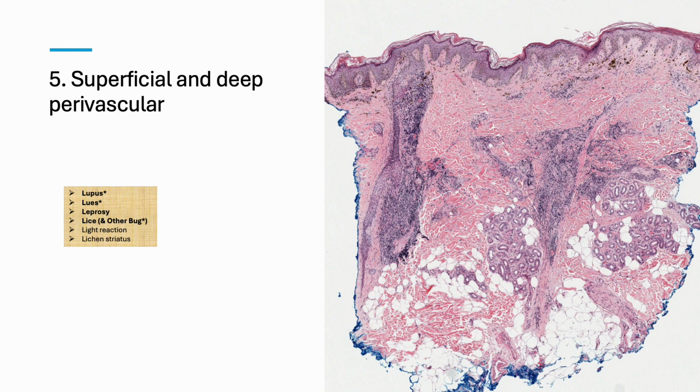Next category is category number 5, superficial and deep perivascular. Under this category, people usually use lots of L's. And for your level, I think understanding those 6 L's is important, including lupus, Louis, that is another term for syphilis, leprosy, lice. I put lice because it has L, but also remember other bugs can cause similar reaction, light reaction and lichen striatus. And those top 4 are the most important ones.